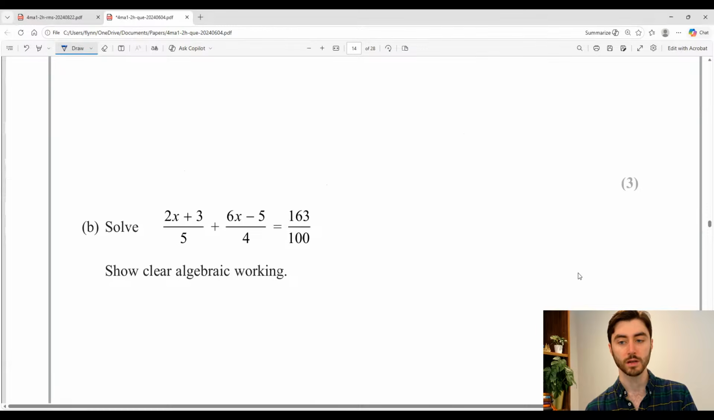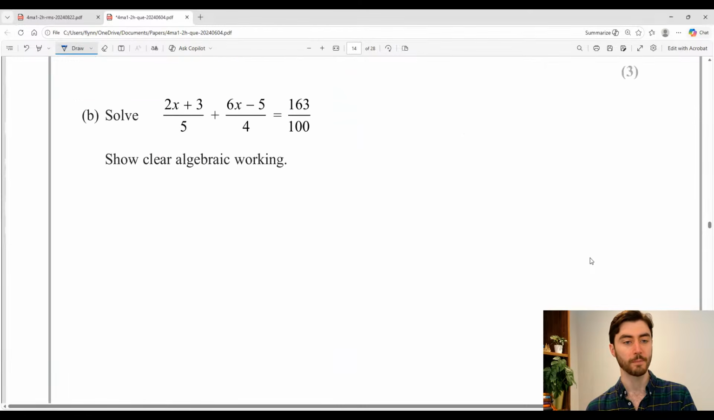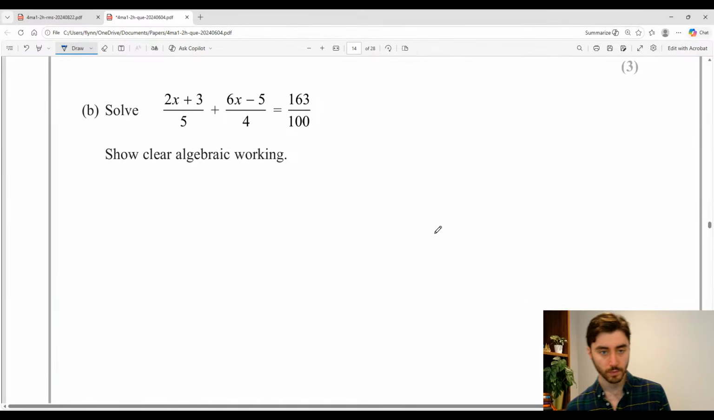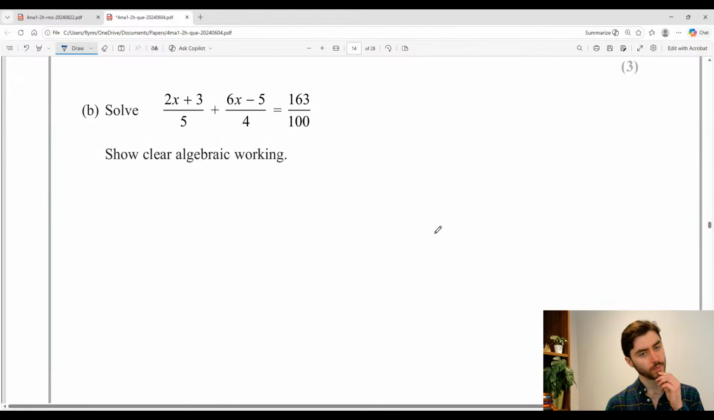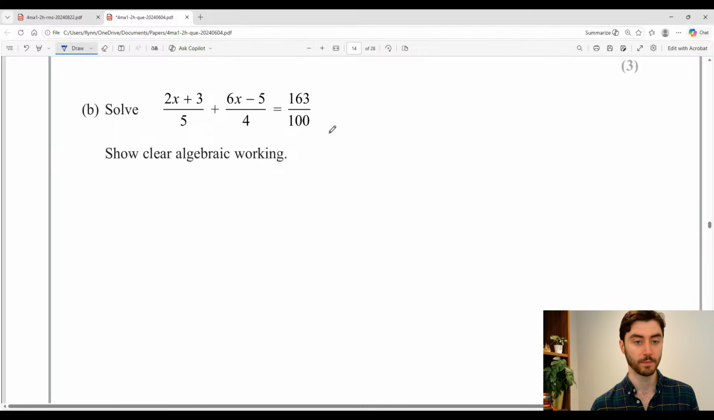So 6, oh, there's no answer line, so I'll just leave it like that. And then this one, what am I going to do? Well, let's do what I would do generally speaking, which is to bring these two to a common denominator. And in this case, that common denominator will be 20.